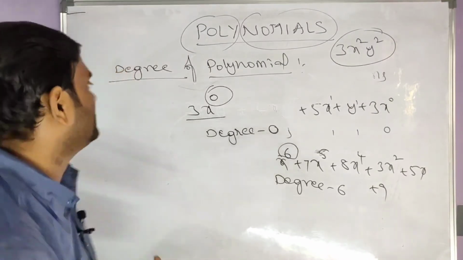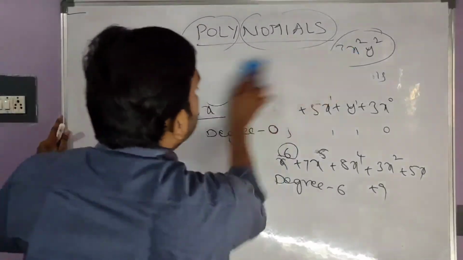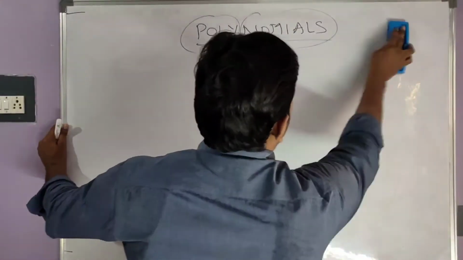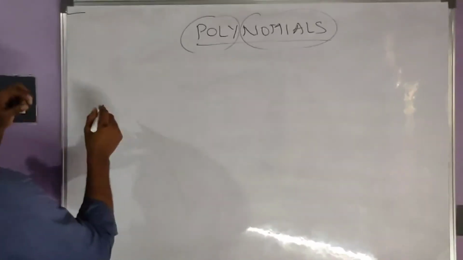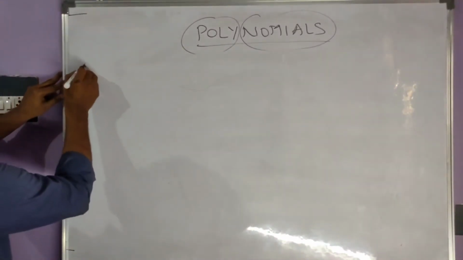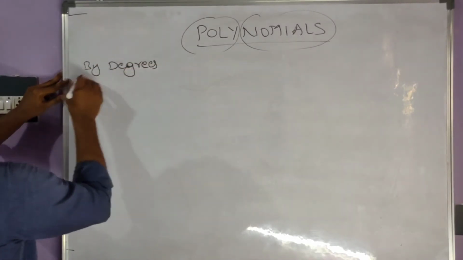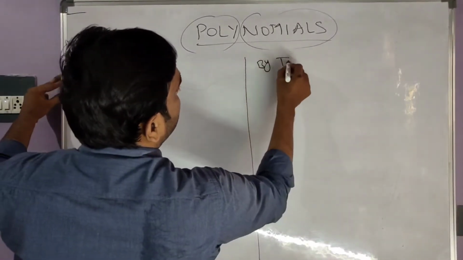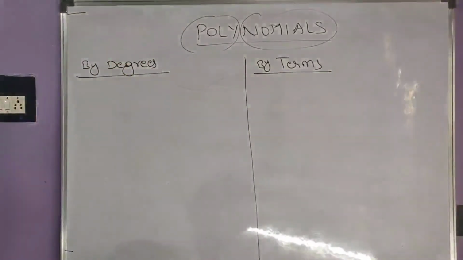Next, we'll discuss types of polynomials. Here, polynomials are divided into two types: by degrees and by terms. Divided into two parts.